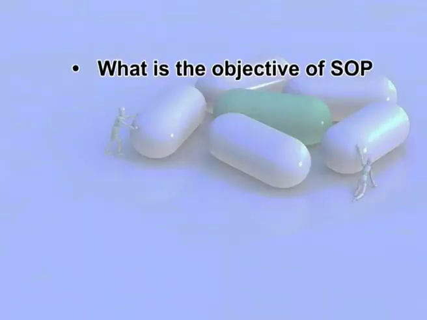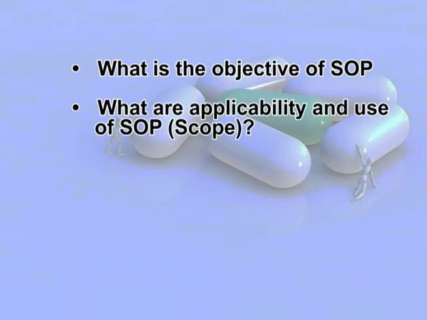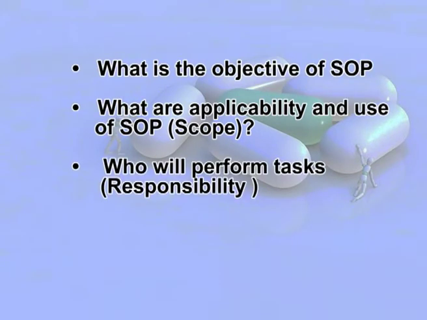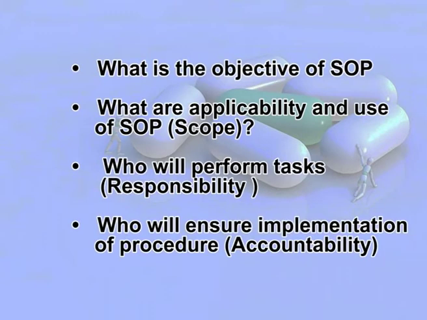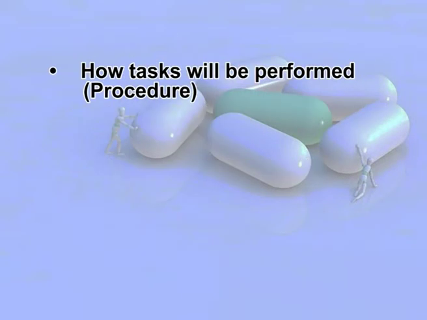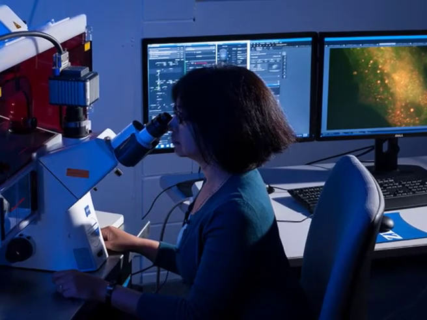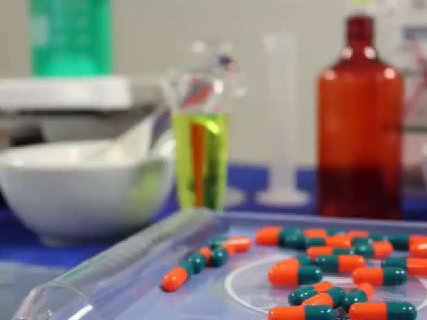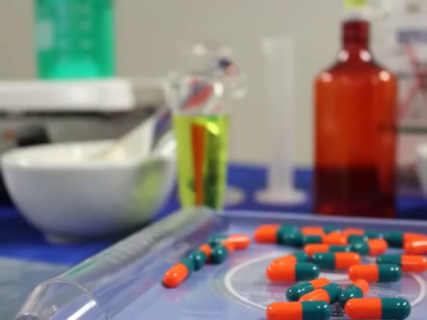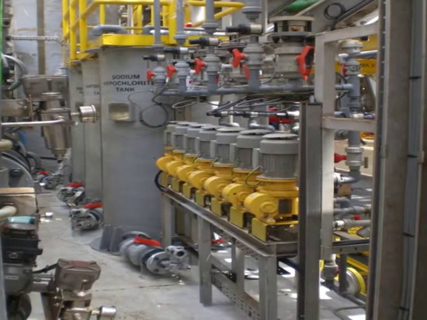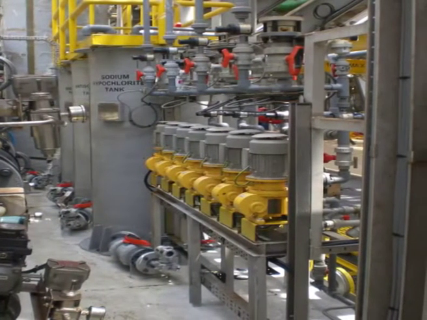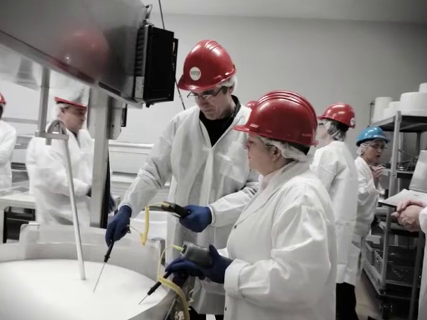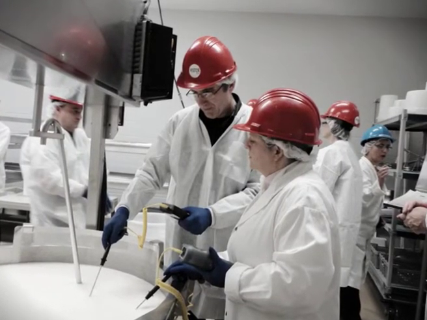SOP makes clear what the objective of the SOP is, what the applicability and use of the SOP are, who will perform the task, that is responsibility, who will ensure implementation of the procedure, that is who is accountable, and how the task will be performed, that is the procedure. Procedures are not an end in themselves. They do not guarantee good performance or results. More important are well-designed systems and processes, qualified employees and a motivating company culture.